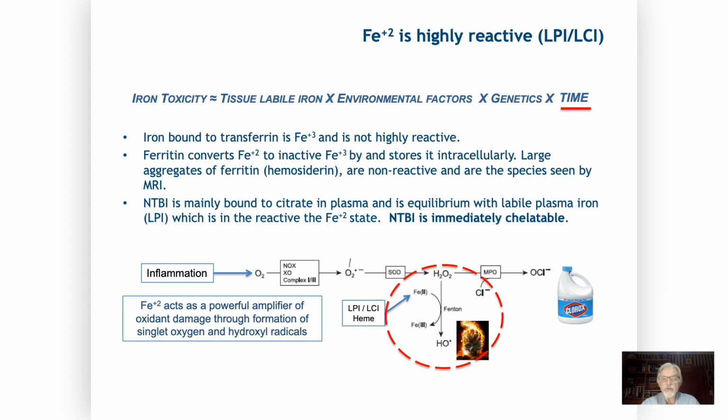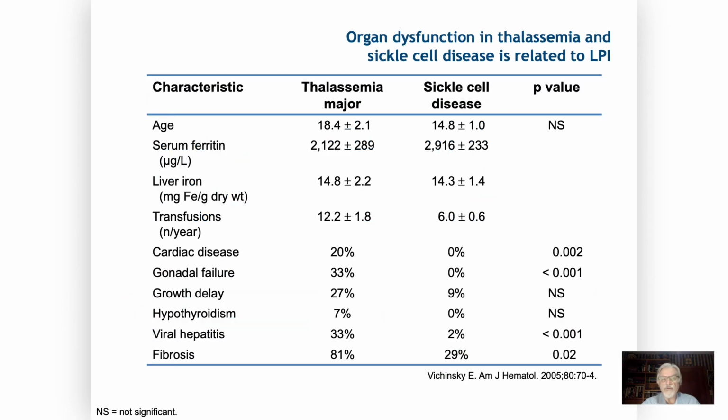When we're trying to treat these patients, we're trying to reduce ferrous iron to keep it from interacting with hydrogen peroxide and causing tissue damage through production of powerful oxidants.